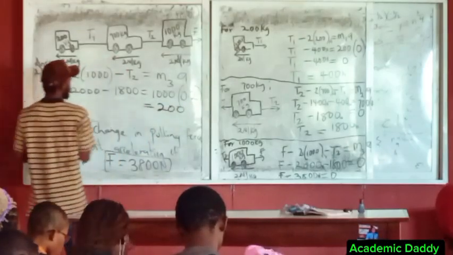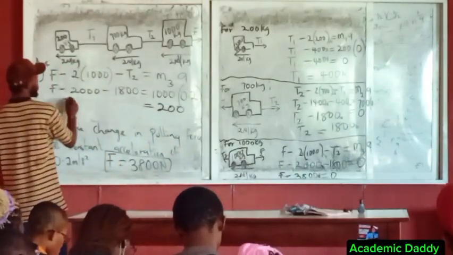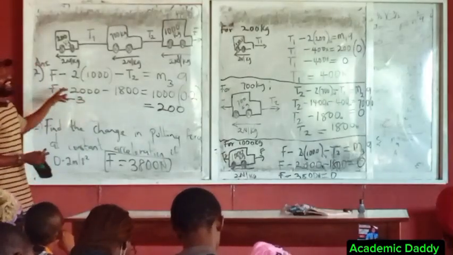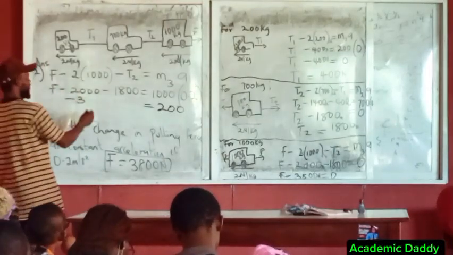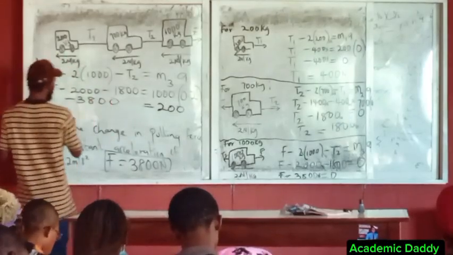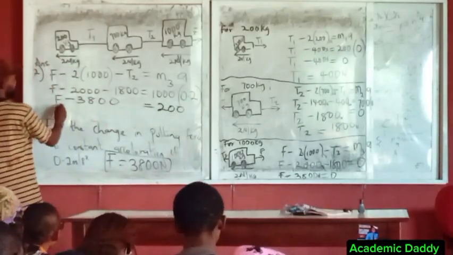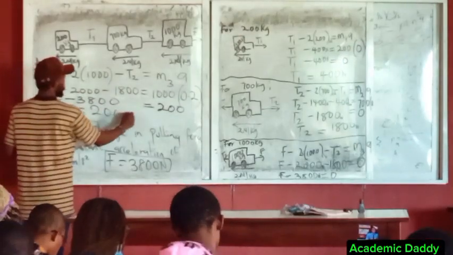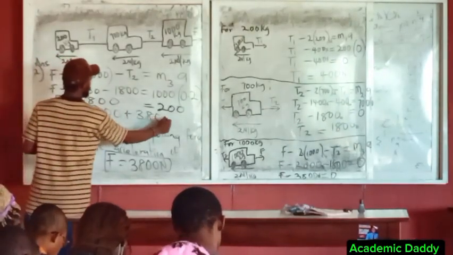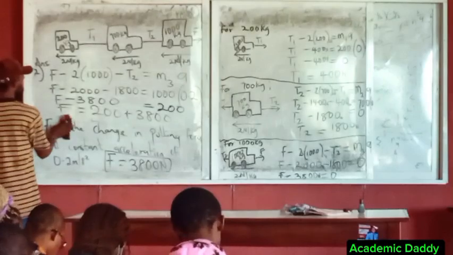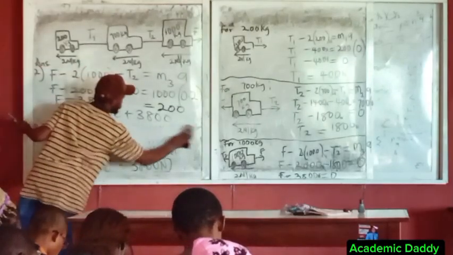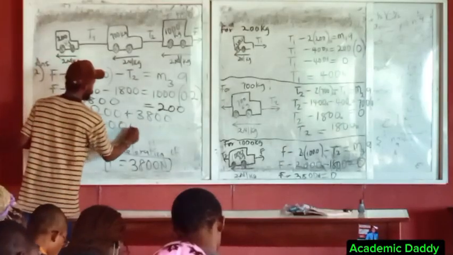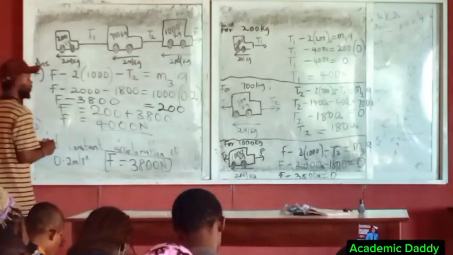200 is equals to 2000 minus 1008 is 15,008. I like everybody participating. So this is going to be N equals to 4,000. So F is equal to 4,000 Newton. That is the change in the pulling force.